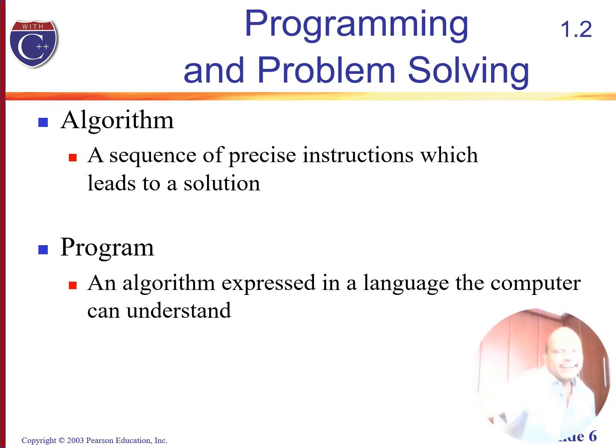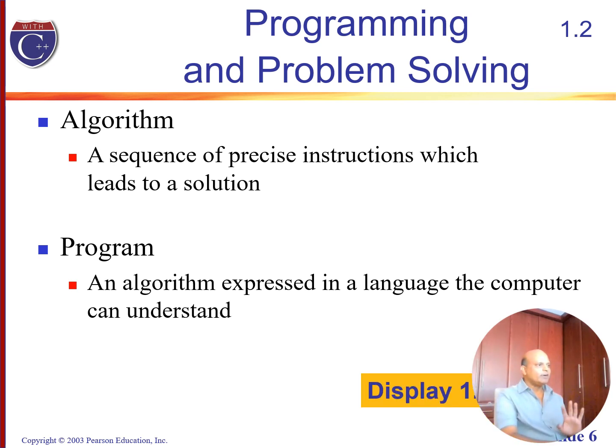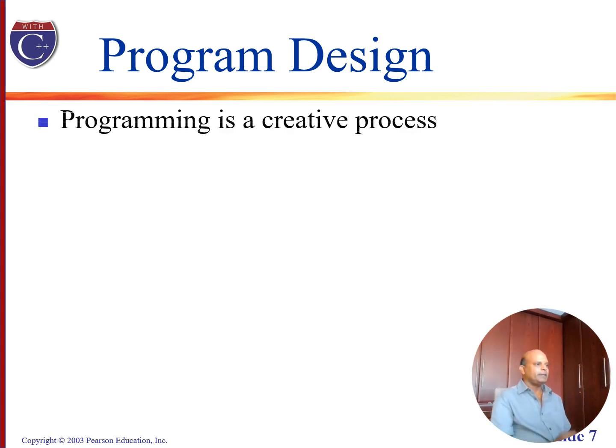Oh, right. Okay. So, an algorithm is expressed in a language that the computer can understand. I spoke to you about that. Let's go on. Right. Program design. So programming, in order to do a program, like I gave you the example of finding the product of 1 times 2 times 3 times 4 times 5, and I got 120.